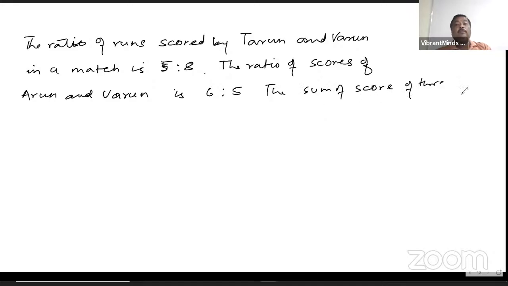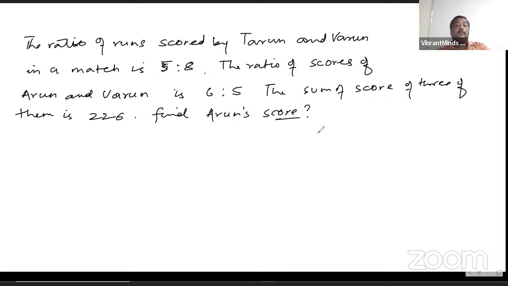The sum of three of them is 226. Find Arun's score. Now understand.